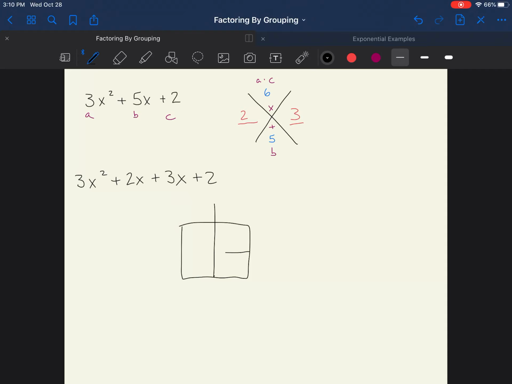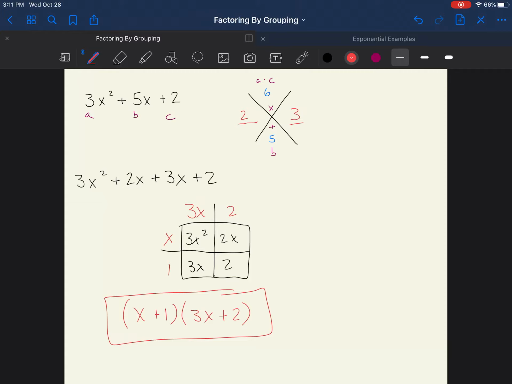X, 3x, and 2. Let's see, what can I factor out on the top? I can factor out an x. That leaves me with 3x and 2. On the bottom, I can't factor out anything, so I'm just going to put a 1. So my final factored form is x plus 1 times 3x plus 2. All right, see you in the next video.